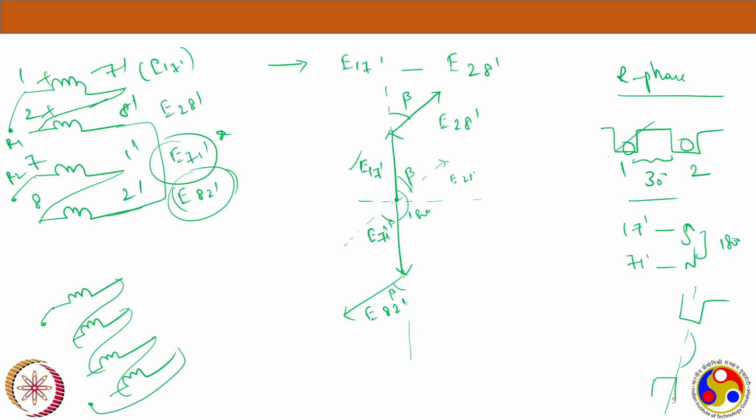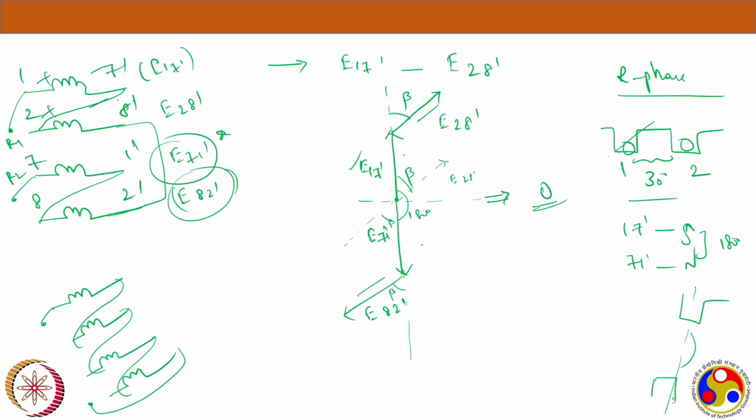If you do it like this, the disadvantage is they might get cancelled because they are equal and opposite. Now E1 dash and E7 dash will get cancelled because of 180 degrees. If you add these two, the resultant is 0. If you add these two, the resultant is 0. So the resultant voltage will be 0 here. But that's not what you want from the machine. You want the maximum possible voltage.